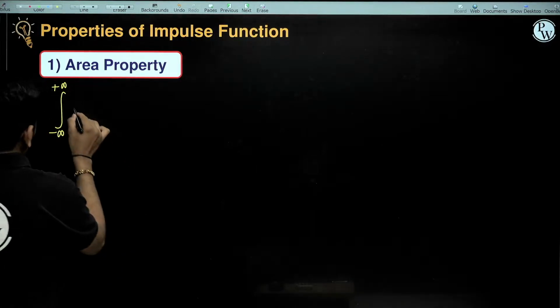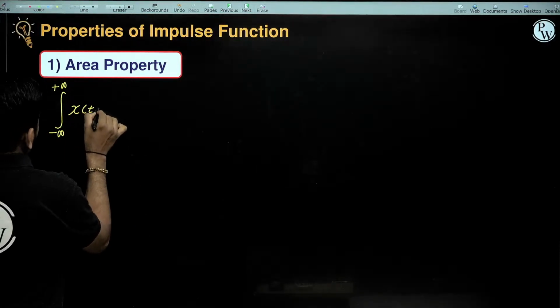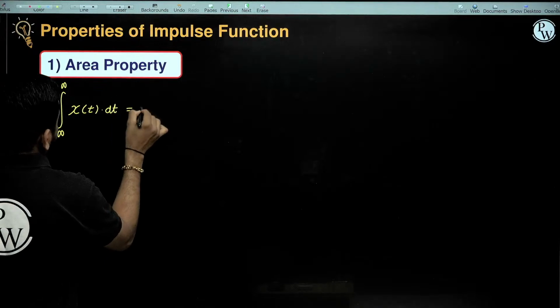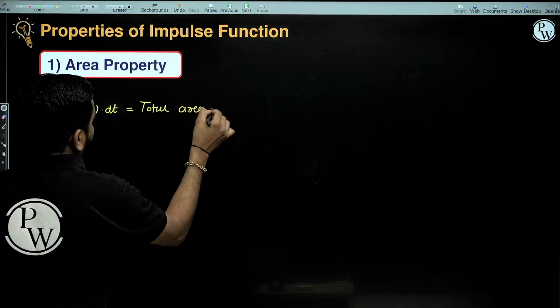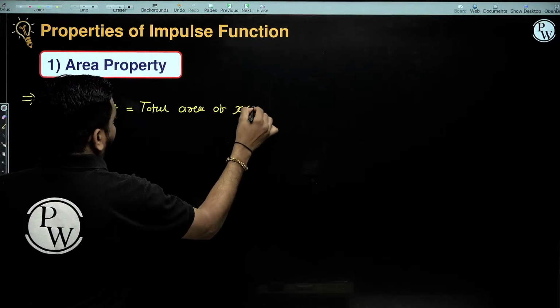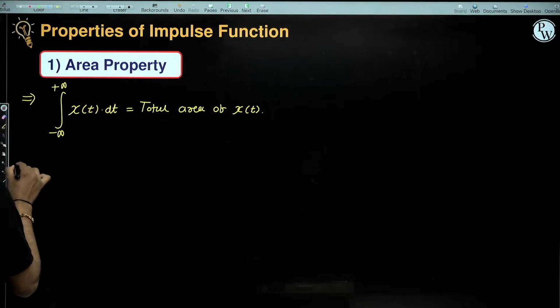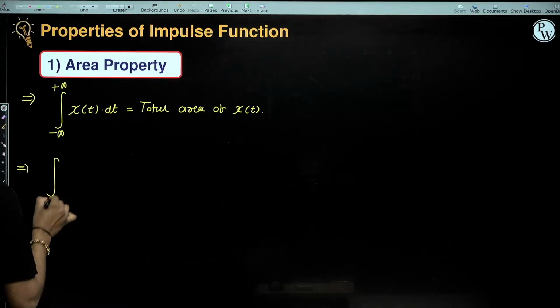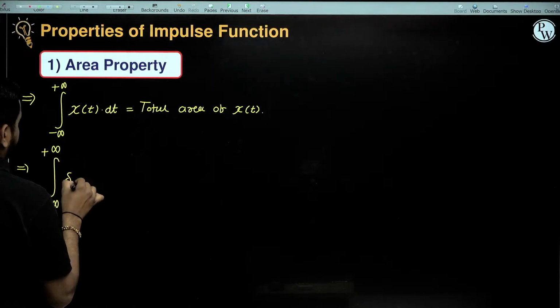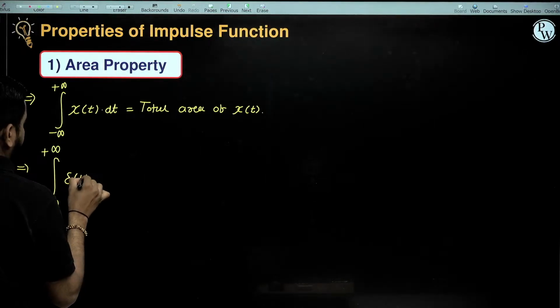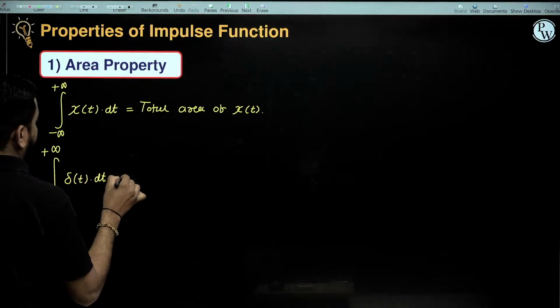If you integrate any signal from minus infinite to plus infinite, then it gives the total area, correct? Total area of x of t. So now tell me in the comment box, if you integrate the impulse function, what is the area under the impulse, guys? The first property, what is the area under the impulse?